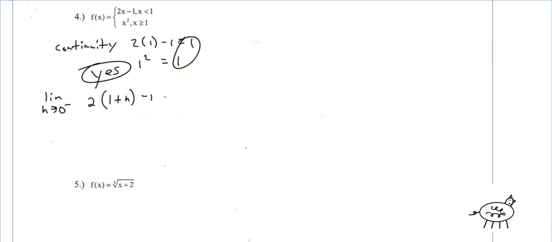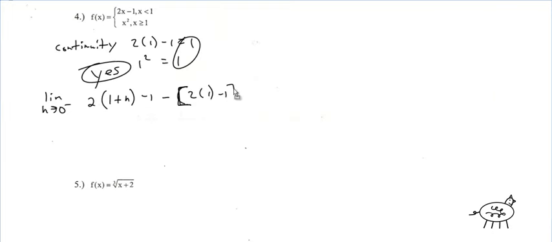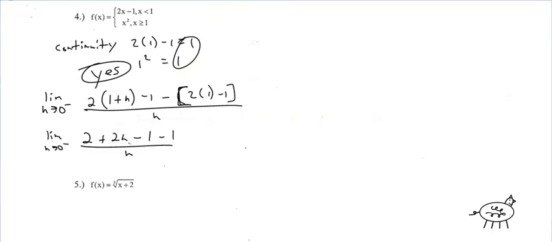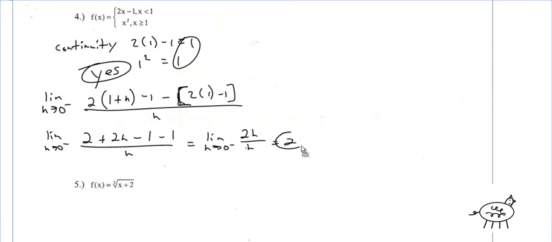And that's going to be minus, and then I'll put this in a bracket. I like brackets. Minus 2 times 1 minus 1 all over h. So we're taking the limit as h approaches 0 from the negative side, and we're going to get 2 plus 2h minus 1. It's going to be 2 minus 1, so it's minus another 1 all over h. So the 2 and the negative 1s cancel, and you just have the limit as h approaches 0 from the negative side of 2h over h, which is 2. So the slope on the left-hand side is 2. Well, let's check the slope on the right-hand side.